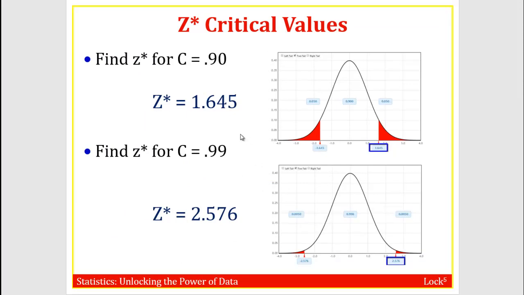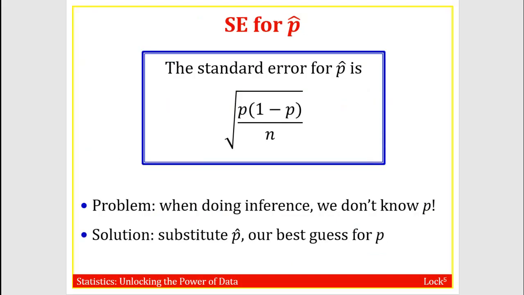So here are our values again for 90 and 99%. If you recall, the standard error for p hat is equal to the square root of p times 1 minus p over n. The problem is when we're actually using this in an application setting, we don't actually know the value of p. P is the unknown parameter that we're trying to estimate by doing a confidence interval.